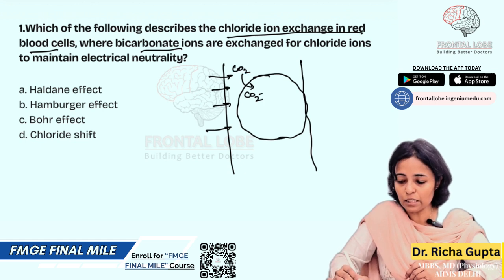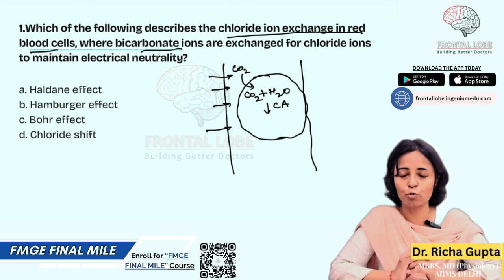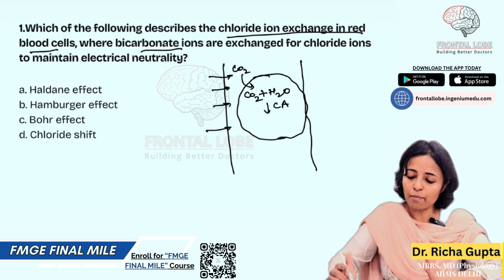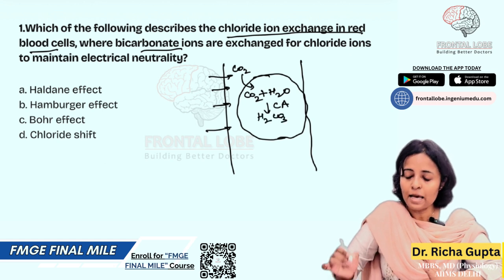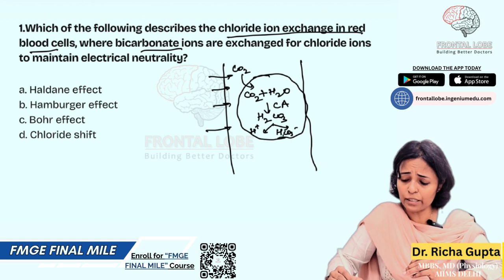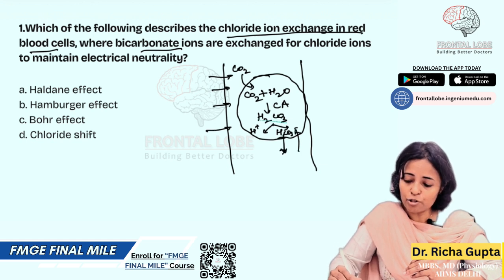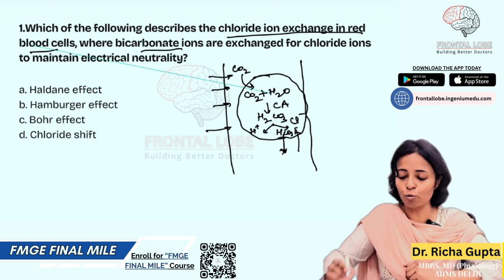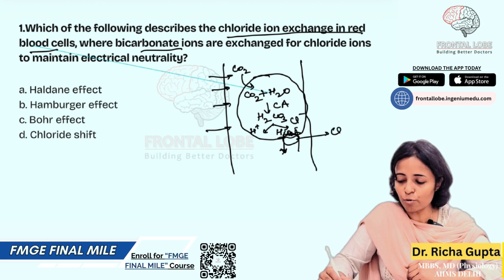So this is RBC, it enters into the RBC, and in the RBC it combines with water in the presence of an enzyme carbonic anhydrase. So carbonic anhydrase, very important enzyme present in RBCs. Now once it combines, it forms H2CO3, and this H2CO3 dissociates into H plus ions and bicarbonate ions. Now this bicarbonate ion enters into the blood in exchange of chloride ions. So chloride enters into the RBC, bicarbonate moves out, and this is happening by a transporter, chloride bicarbonate exchanger or bicarbonate chloride exchanger.